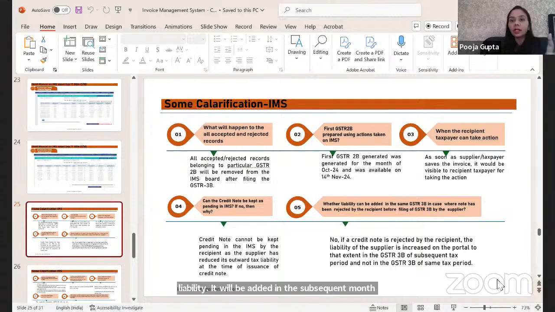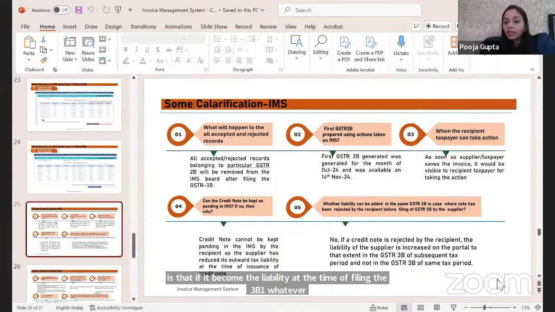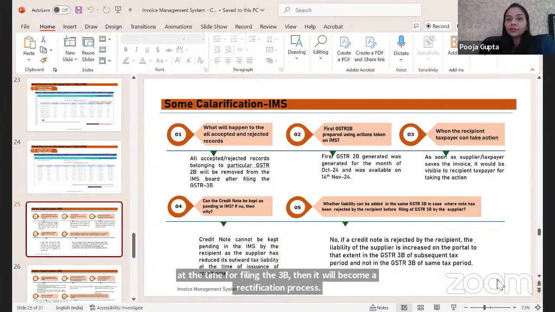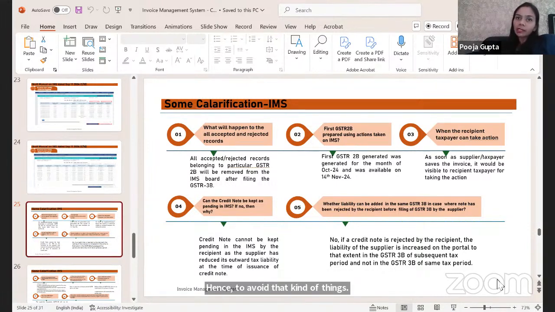Because there is a logic also. The logic is that if it becomes the liability at the time of filing the 3B or 1 of the supplier, and then the recipient changes his action at the time of filing the 3B, then it will become a rectification process. Hence, to avoid that, CBIC has announced that these will be added in the liability of next month instead of in the current month.